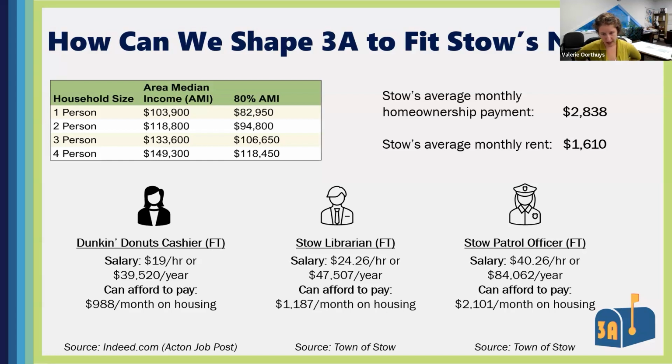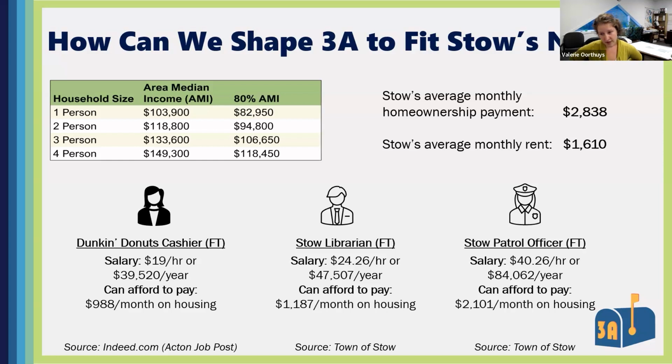For the Stow librarian, it's about $47,500 per year. So again, without being cost burdened, that person could afford to pay $1,187 per month on housing. So again, not enough for the market rate units, but depending on their household makeup, they could potentially qualify for that deed restricted affordable housing.